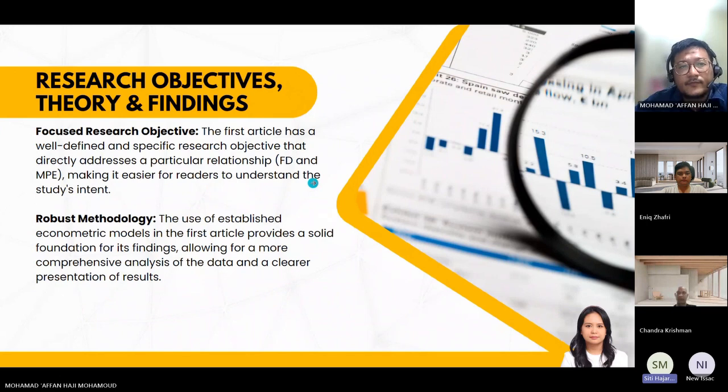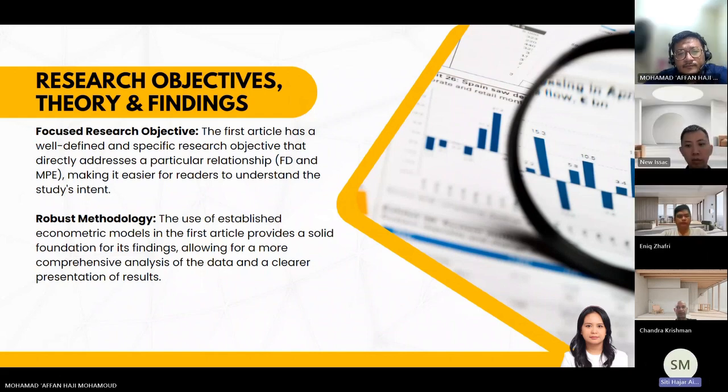Thank you, Affan. Moving on to the research objective, theory and findings of the study. As mentioned by Affan, the study aimed to understand whether having a more developed financial system helps or hinders a country's ability to control economic factors like inflation and growth using monetary policy. So the study has a clear focus, which makes it easier to follow the aim of the study and also the author's intention.